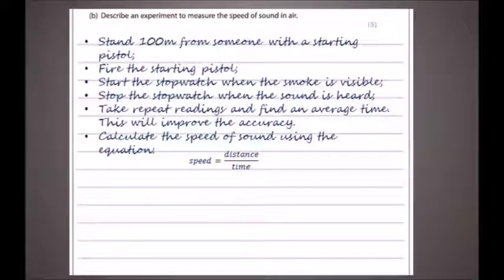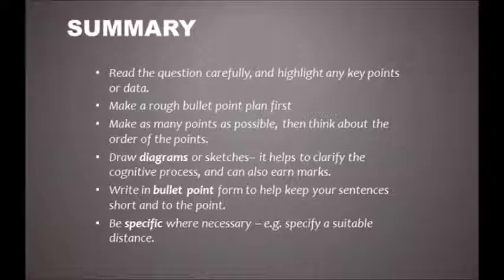So once you've planned out your method in rough, I then copy it onto the exam paper, taking care to put the points into the correct order. There are a number of alternative methods that would be suitable. I've just picked one of them. You might get marks for identifying the variables that you're going to vary and the ones that you're going to control or keep the same. You might also get marks for writing neat and accurately, but writing in bullet point form is probably the best way to do that at GCSE, and there are no mark penalties for doing that.